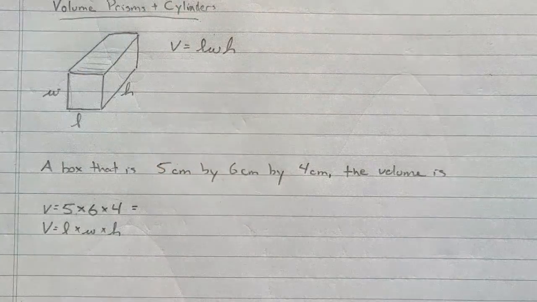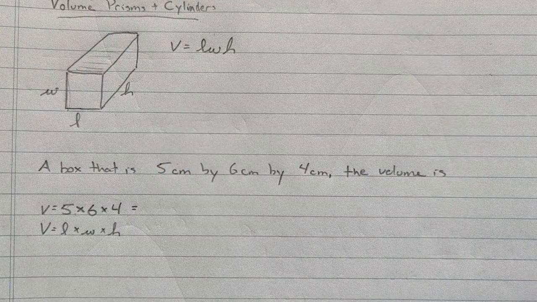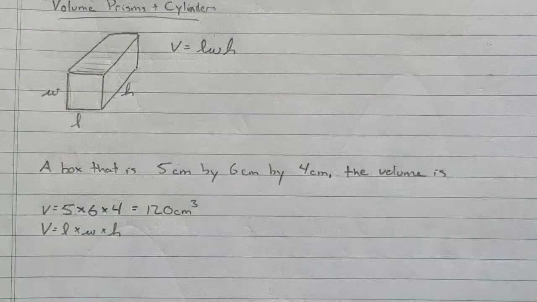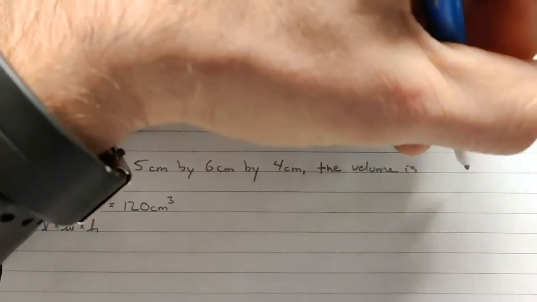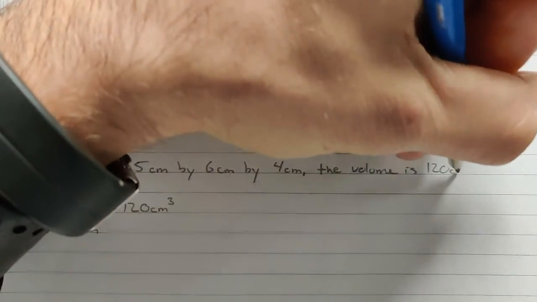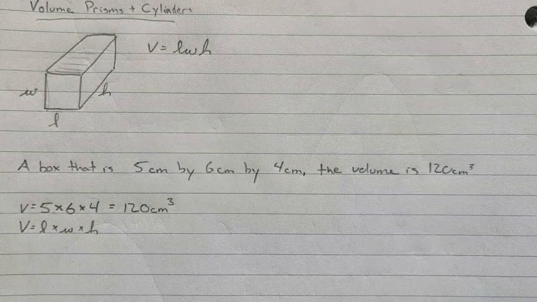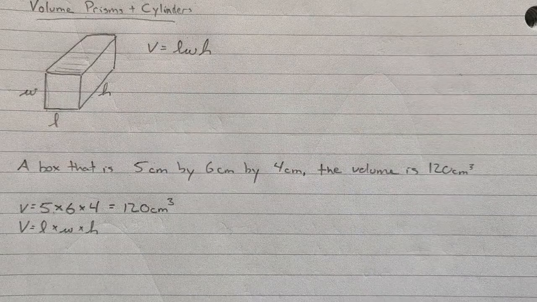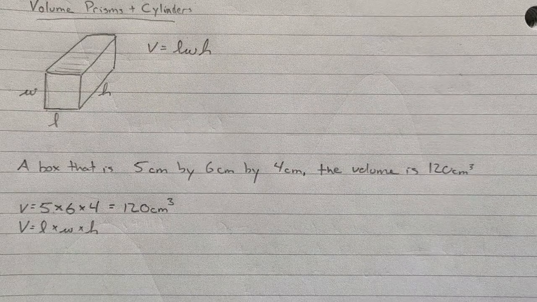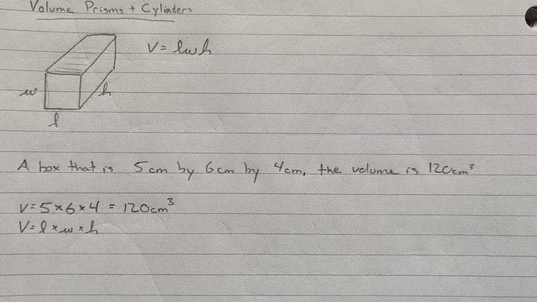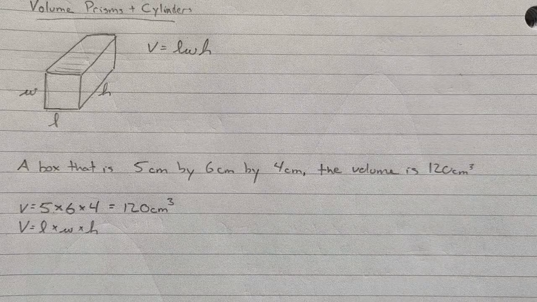5 times 6 is going to be 30, and 30 times 4, that's going to be 120, and in this case, centimeters cubed. So the volume is 120 centimeters cubed. So that's all we're doing with the volume here, is we're just multiplying 3 dimensions together. And so that works with the volume of any rectangular prism. Even if it's a square base, same idea.